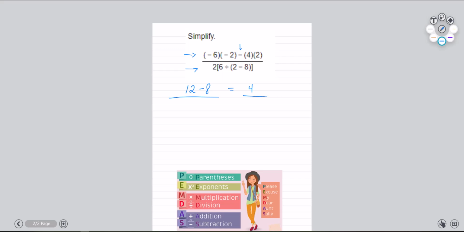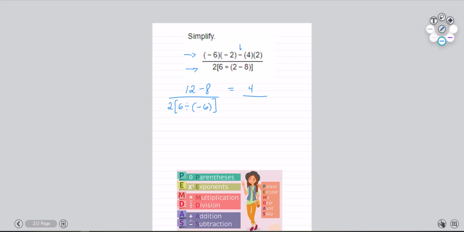Now I'm going to look at the bottom. So the bottom says parentheses first. And I see a lot of, so brackets are the same as parentheses. Always work the most inside, right? So I'm not doing anything with that 2. I'm not doing anything with that 6. But I am going to do 2 minus 8, which would be a -6. And then I close my parentheses or brackets.